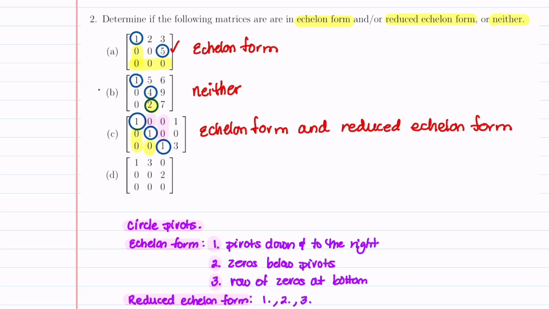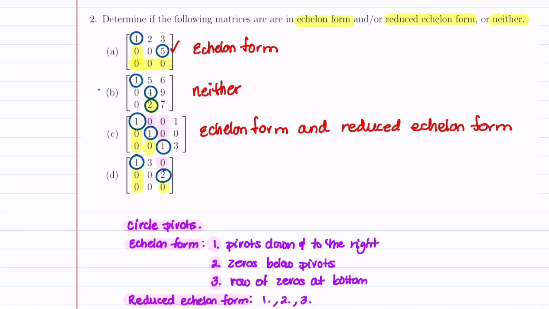Now let's look at part D. Just like we did before, we're going to circle our pivots. Our pivots are down and to the right. Let's look and see if we have zeros below our pivots. We have 0 here and here, so we do. We have zeros below our pivots. Now let's check for zeros above our pivots. We have a 0 above our pivot.